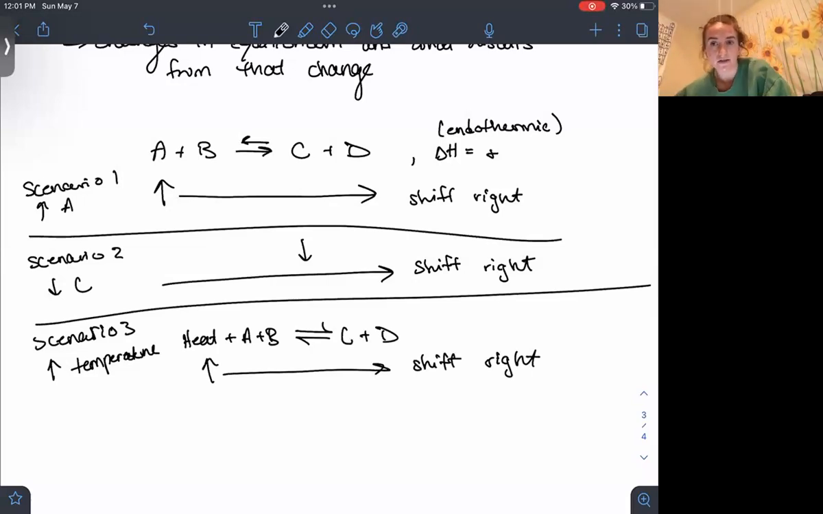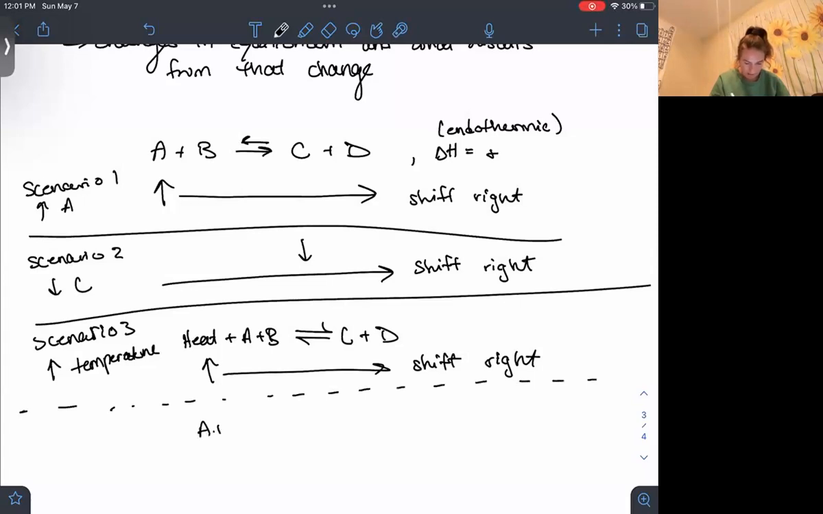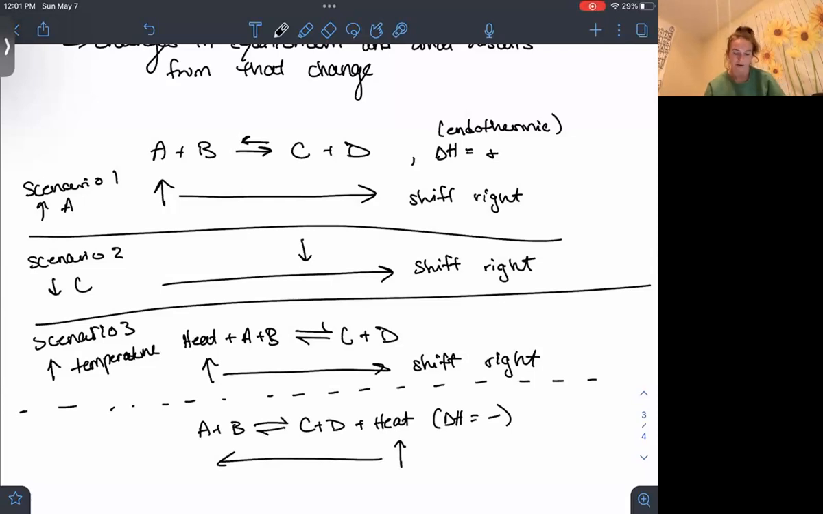Yes, Casey, that's correct. If it was a negative delta H, then it's like a product, we're producing it. So if we have A plus B going to C plus D plus heat, this would be delta H is negative. If we increase heat on this side, we have to shift it to the left. Does that make sense for an exothermic reaction if heat is increasing? Okay, cool.